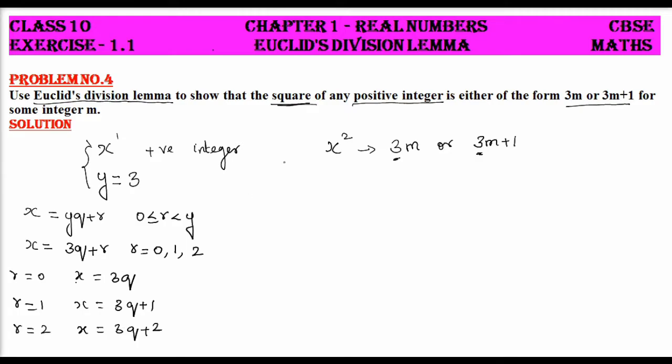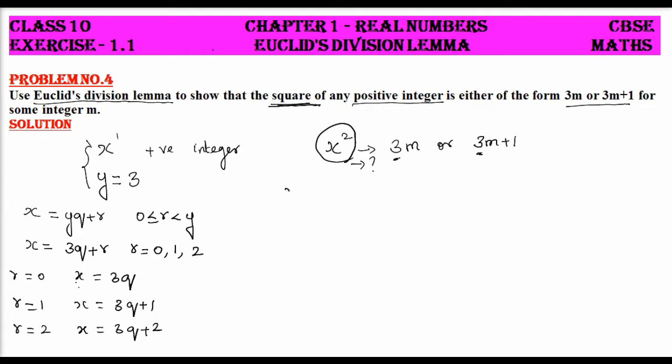Now let's come to the problem. We need to show that the square of positive integer. So I am in need of x square. So here x is of the form 3q, 3q plus 1, 3q plus 2. Then what about x square?